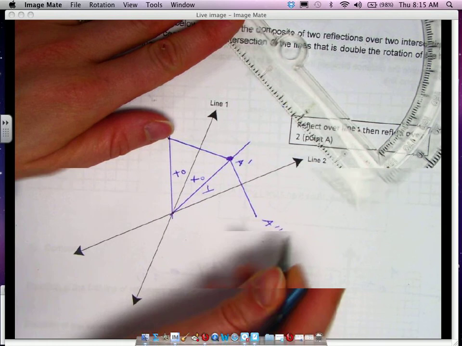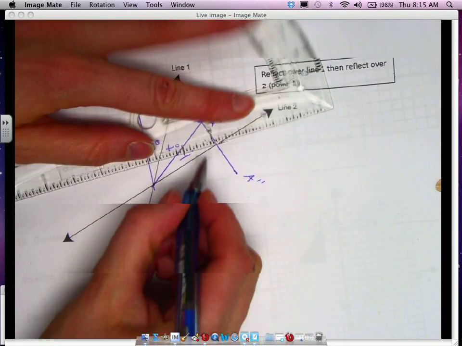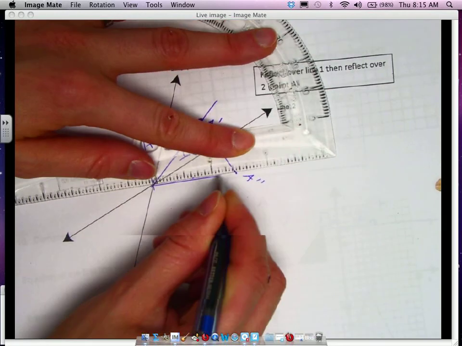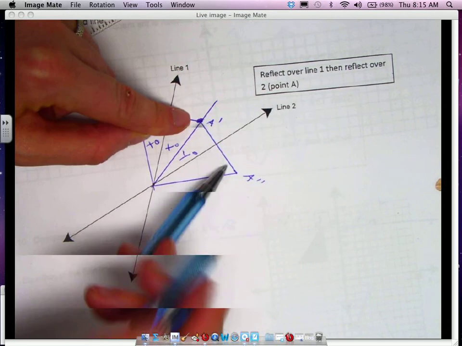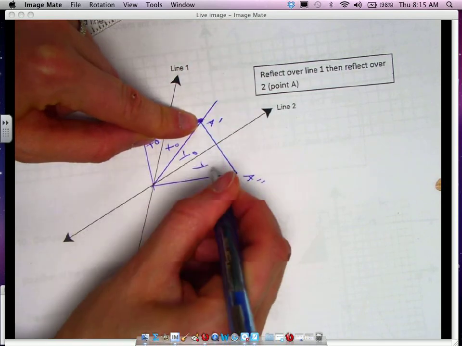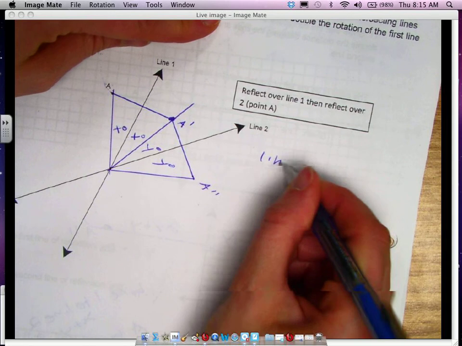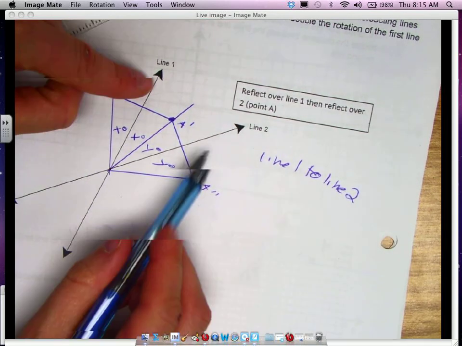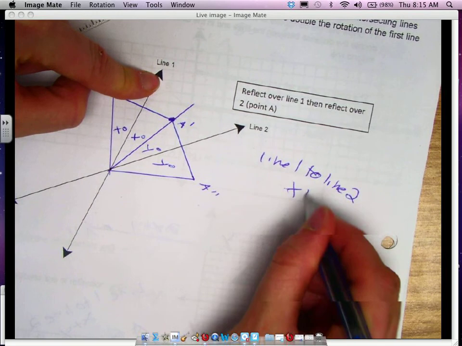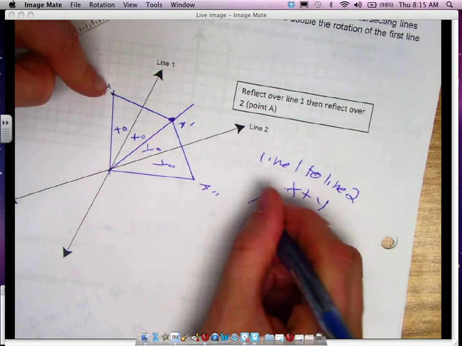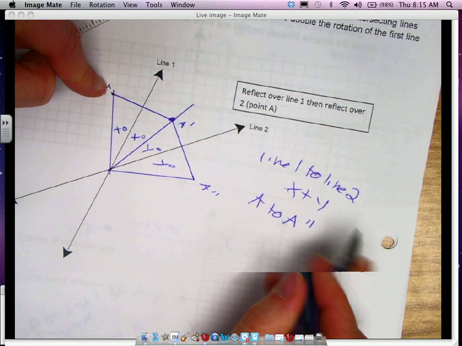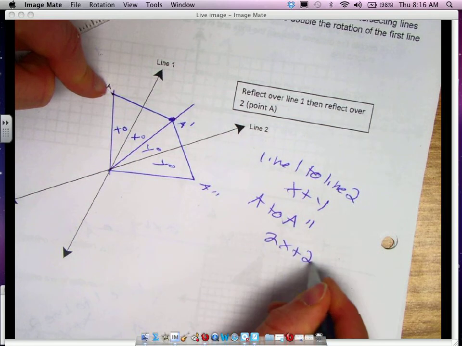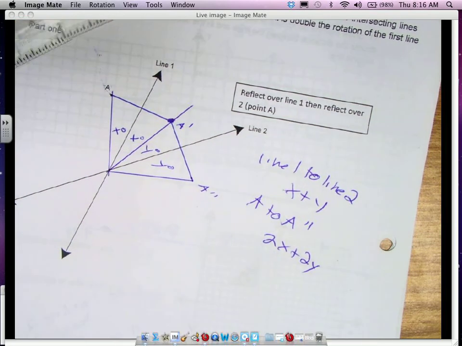And how far is that away? It's y. Okay, so line 1 to line 2 is how much away? x plus y. And A to A double naught is how much away? 2x plus 2y. Yeah. Next.